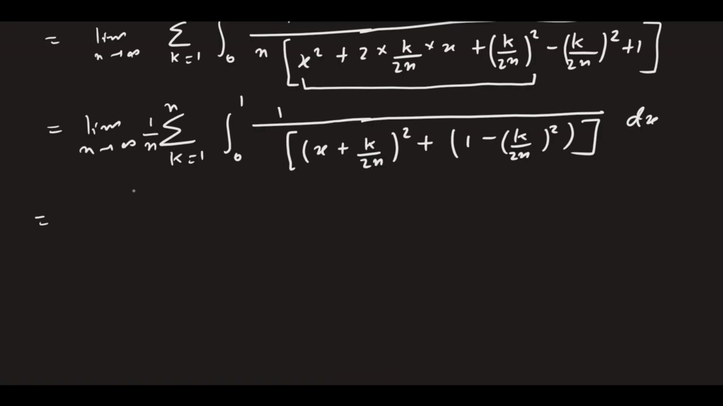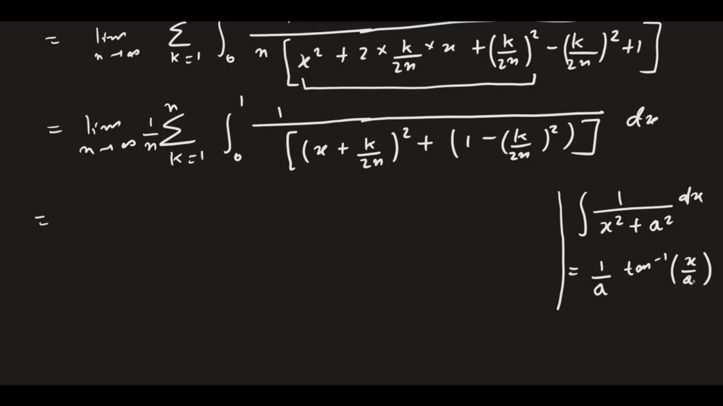Now, one thing you might be knowing is that if we have the integral of 1 by x square plus a square dx, this is equal to 1 by a tan inverse of x by a, and of course we have a plus c. This is a standard result.